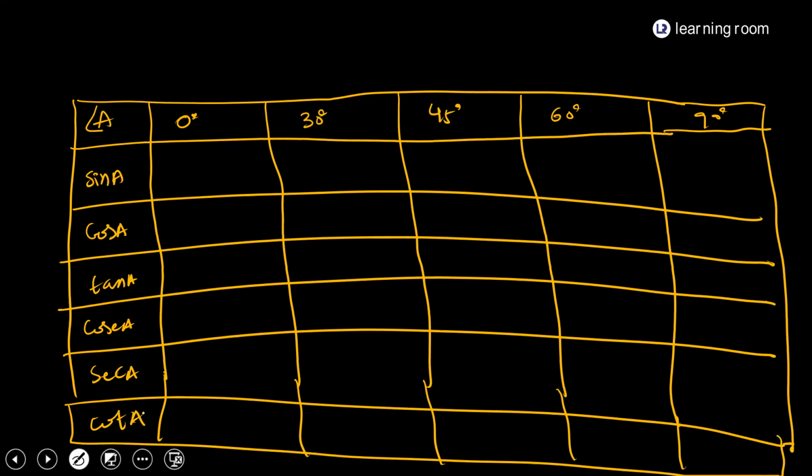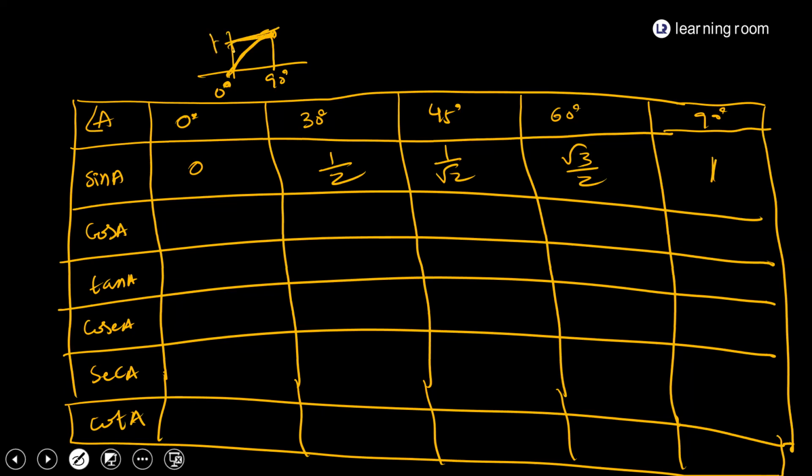Sine, one thing you remember. For sine, it will be increasing from 0 to 90. It starts with 0, then it will go to 1 by 2, then 1 by root 2, then root 3 by 2. Finally, it will be 1. It is increasing, like that. 90 degrees, 0 degrees. So 1.